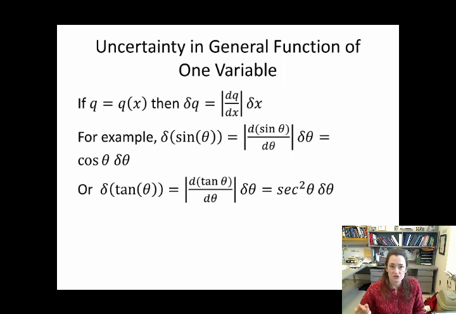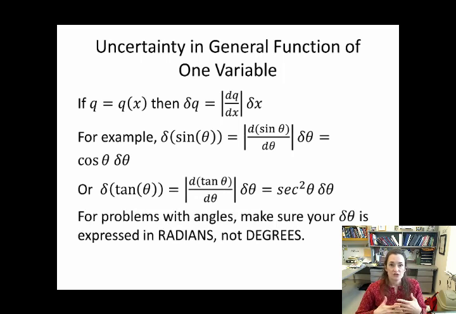Now, if you want to find the uncertainty in tangent theta, it's the same basic steps. You're going to take the derivative of tangent theta with respect to theta. That gives you secant squared of theta. And then you multiply that times your uncertainty in theta. One thing that I want to emphasize with trig functions or anything involving an angle is if you have to go through an uncertainty calculation through that, you have to put your angle in the SI unit for angle, which is radians. So make sure that you convert your units from degrees to radians if degrees are given.